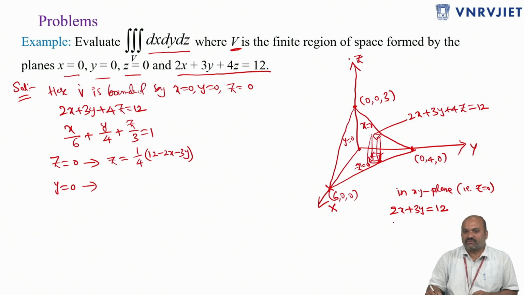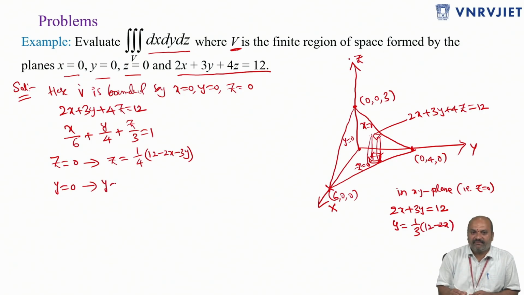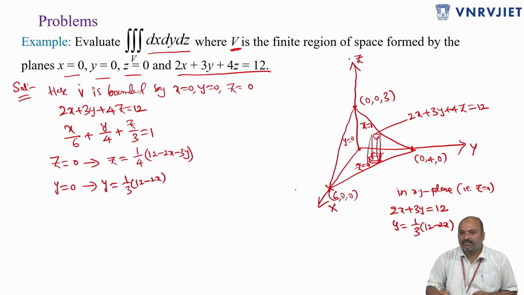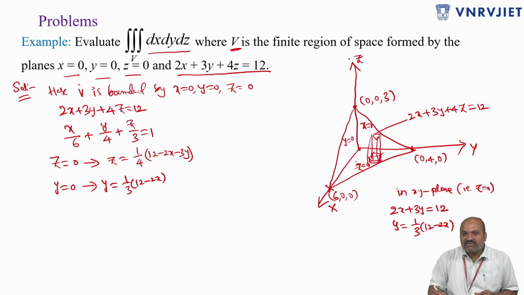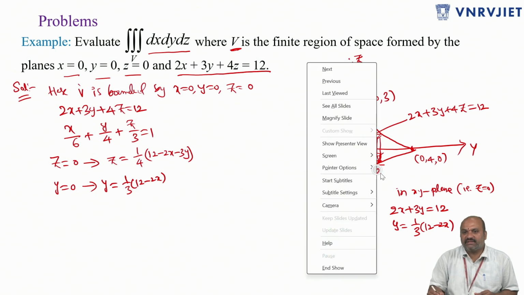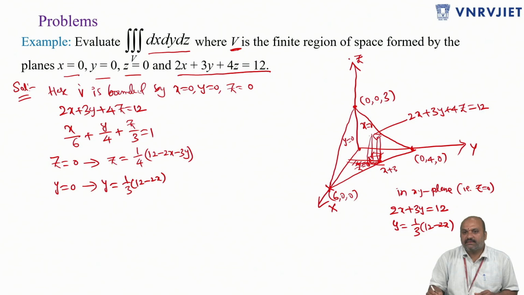From this, you write y equals 1 by 3 times 12 minus 2x. Therefore, y varies from 0 to 1 by 3 times 12 minus 2x. Now, in such a case, we consider a strip in the region. The lower end of the strip is moving on the x-axis, y equals 0, and the upper end is moving on this straight line. What is this straight line? It is 2x plus 3y equals 12.